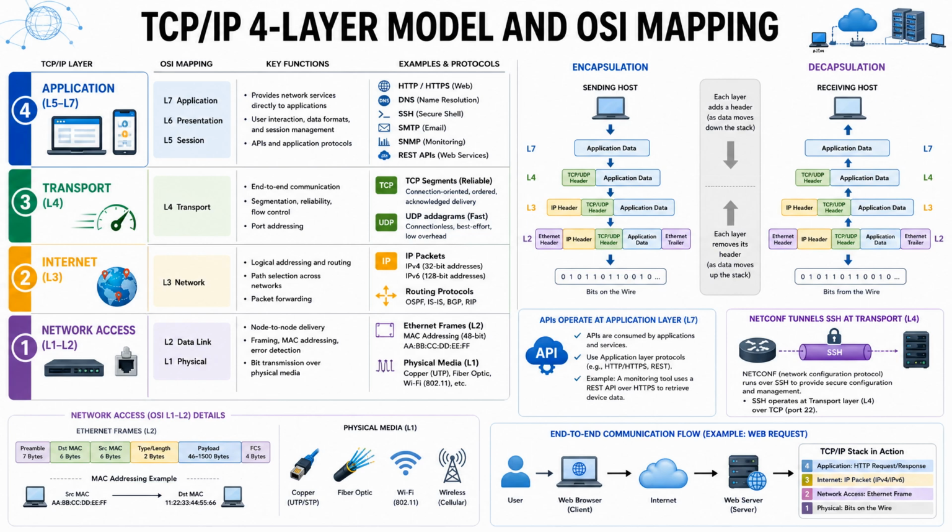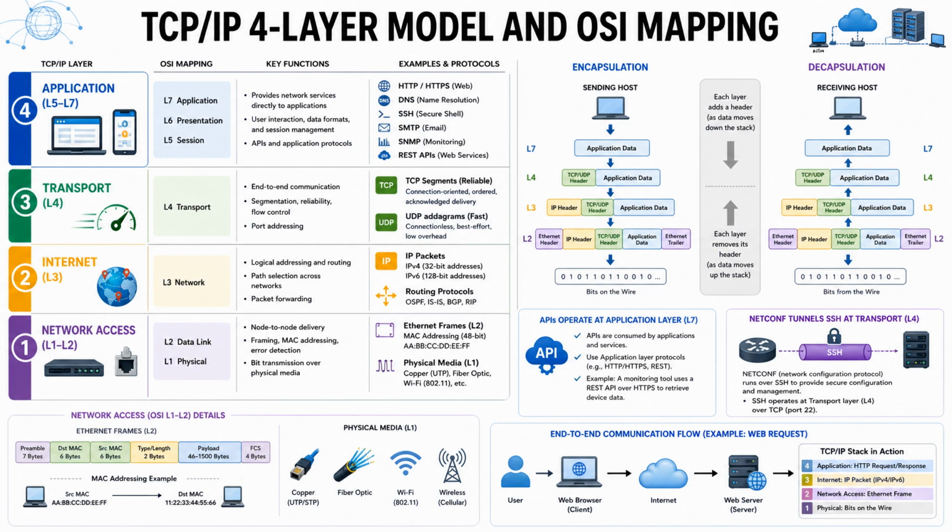Now, the concept that makes all of this click together, encapsulation. Think of it like a set of nesting envelopes. Your application data, let's say the body of an HTTP request, goes into the outermost application envelope. The transport layer wraps that in a TCP or UDP header that adds port numbers and sequencing. The internet layer wraps that packet in an IP header containing source and destination IP addresses. The network access layer puts the whole thing inside an Ethernet frame with MAC addresses. Each layer only reads and processes its own envelope and hands the rest down or up the stack.